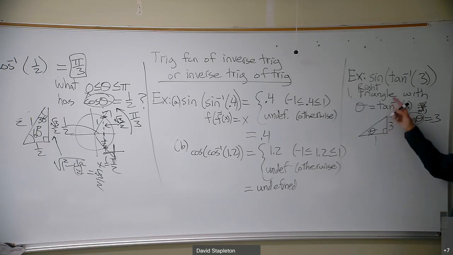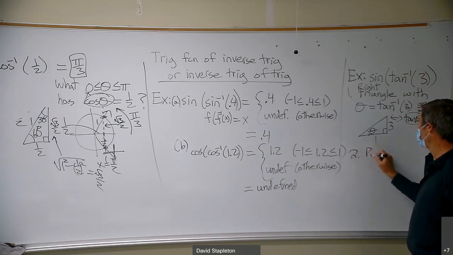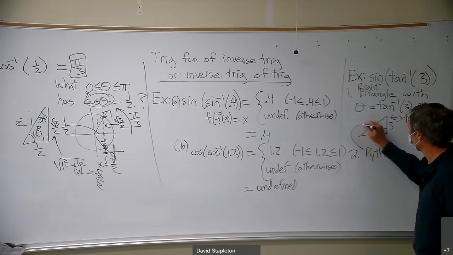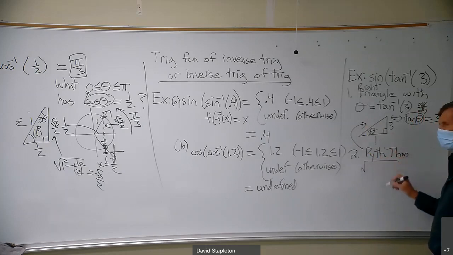That's step 1. Make a right triangle with the inverse trig function that appears. Then step 2 is use the Pythagorean theorem to complete the triangle. What is the last side of the triangle? In this case, we're missing the hypotenuse. The hypotenuse is the root sum square of the other sides. This is the Pythagorean theorem solved for the hypotenuse.